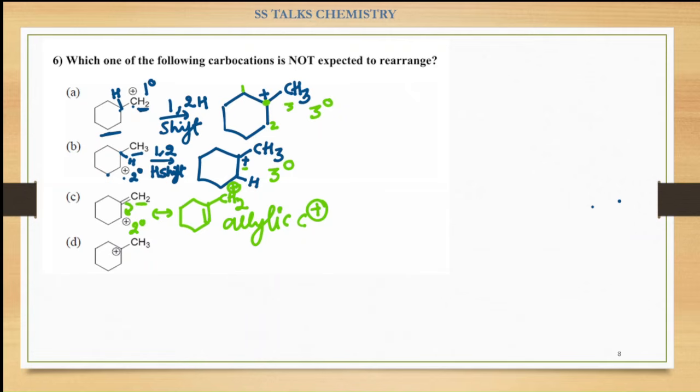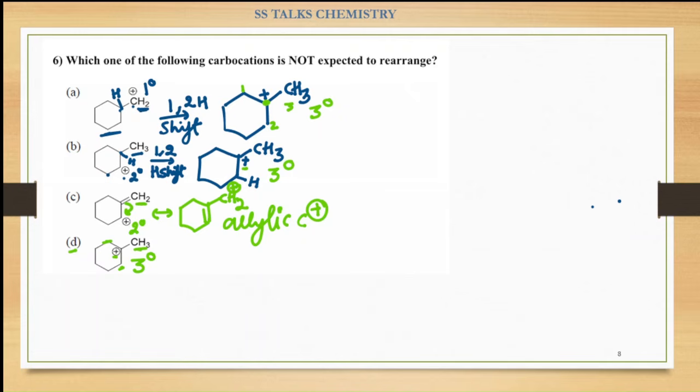Now in the next molecule, in the D case, the carbon carrying the positive charge is attached to 3 carbon atoms: 1, 2, and the third one. So this is already a tertiary carbocation. If I try to do a rearrangement in this, I will be getting a less stable carbocation.